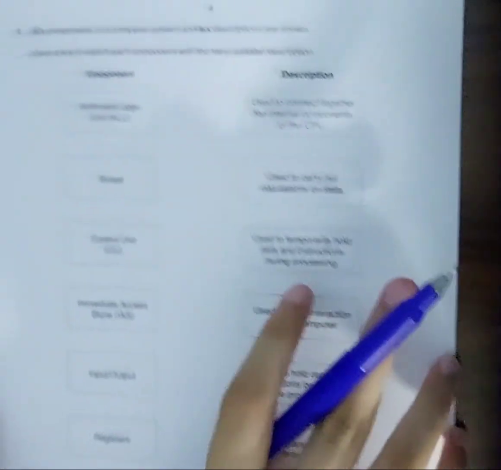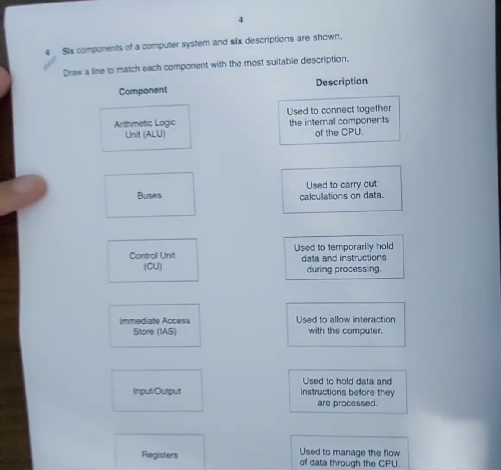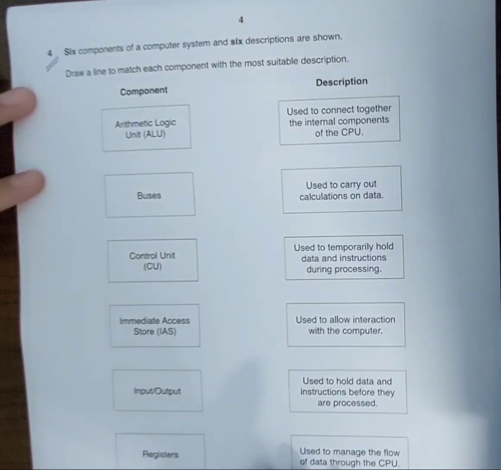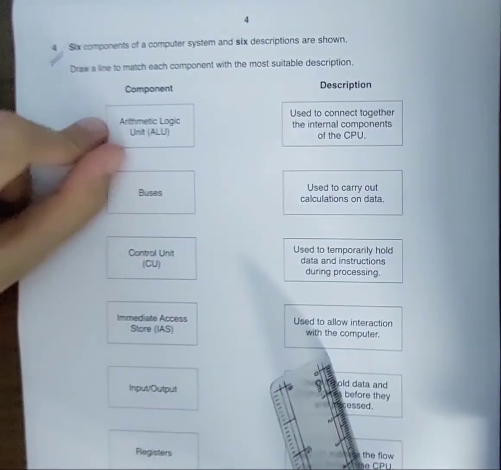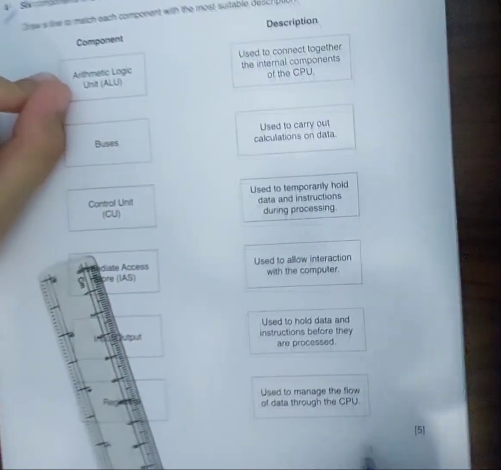And this is question number 4. 6 components of a computer system and 6 descriptions are shown. Draw a line to match each component with the most suitable description. So you have to draw a line to match each component with the most suitable description. These are very easy questions, and you can easily get these 5 marks from here.